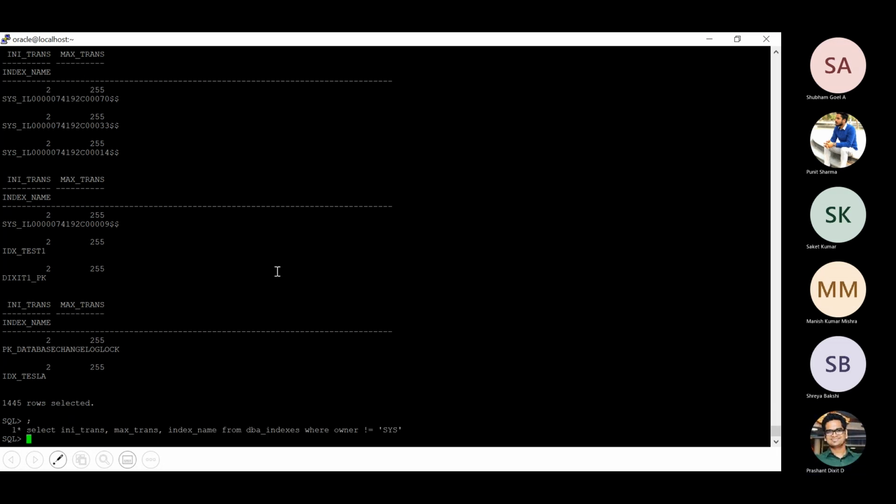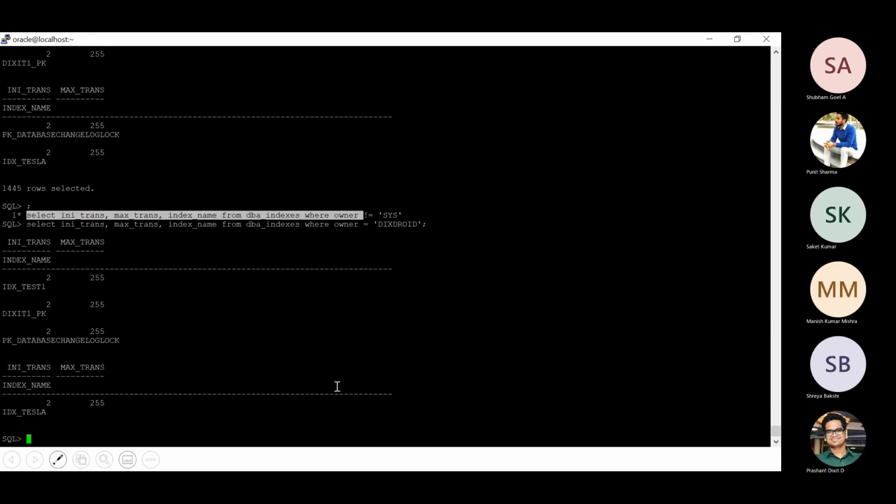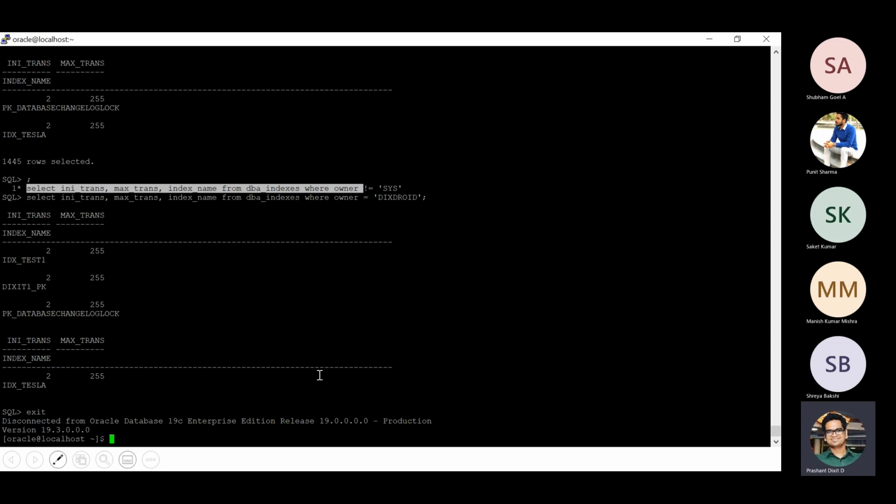Just give me a second. I need from the server owner equals to. Just give me a second. Let me connect with this input.